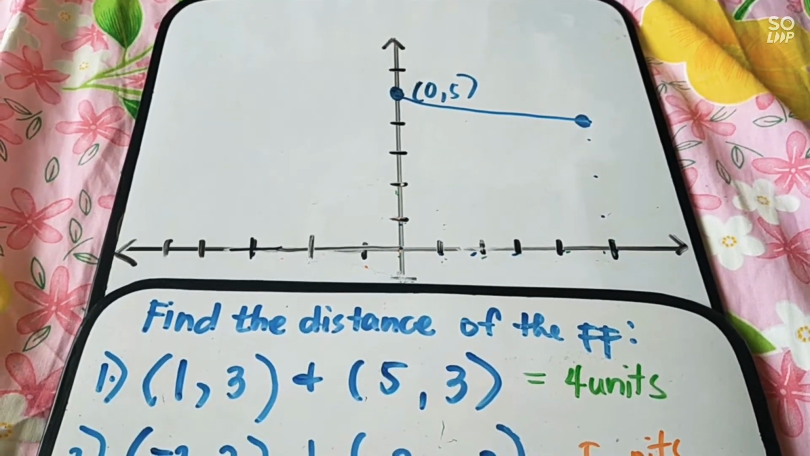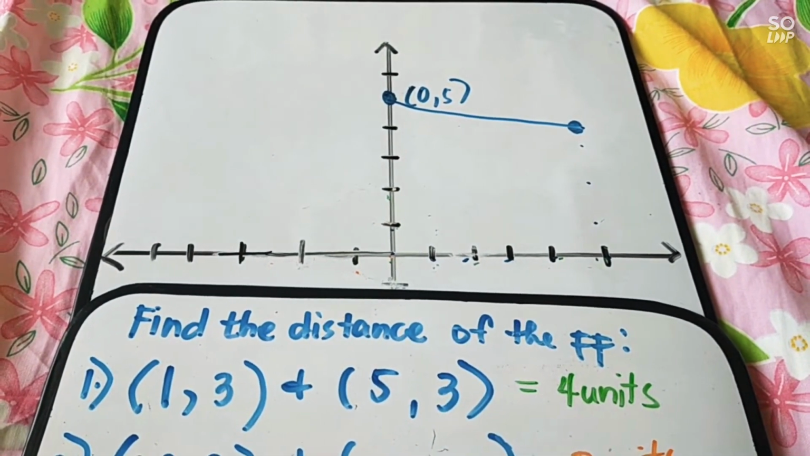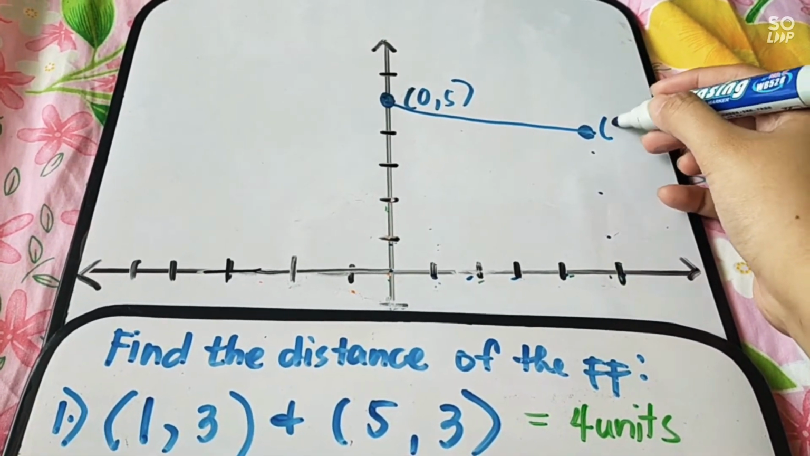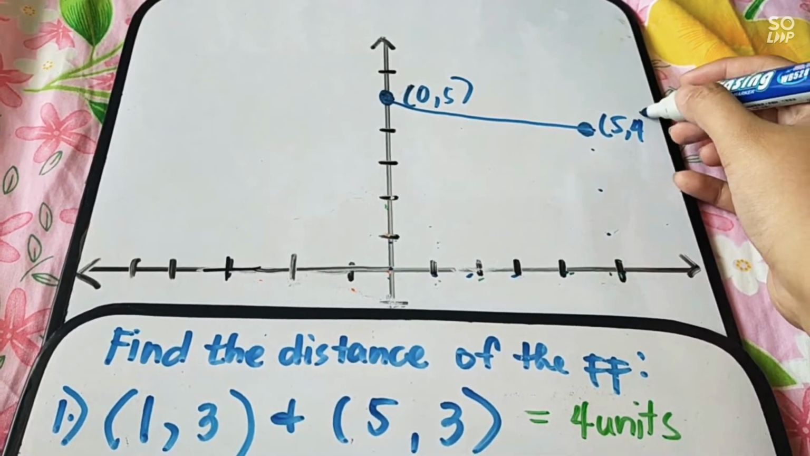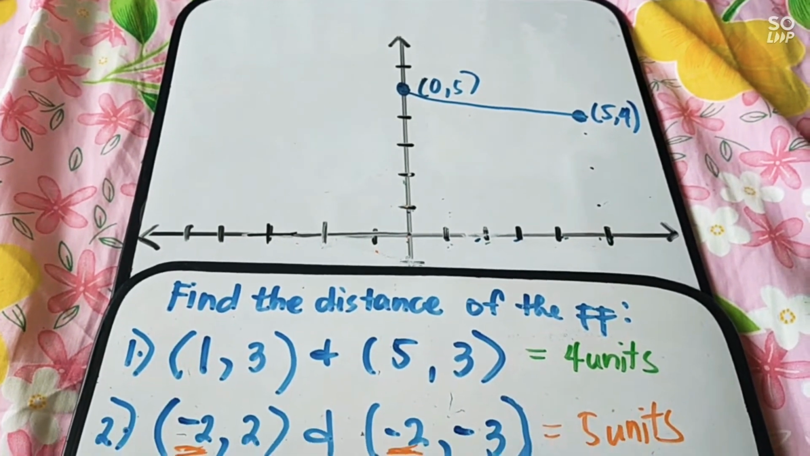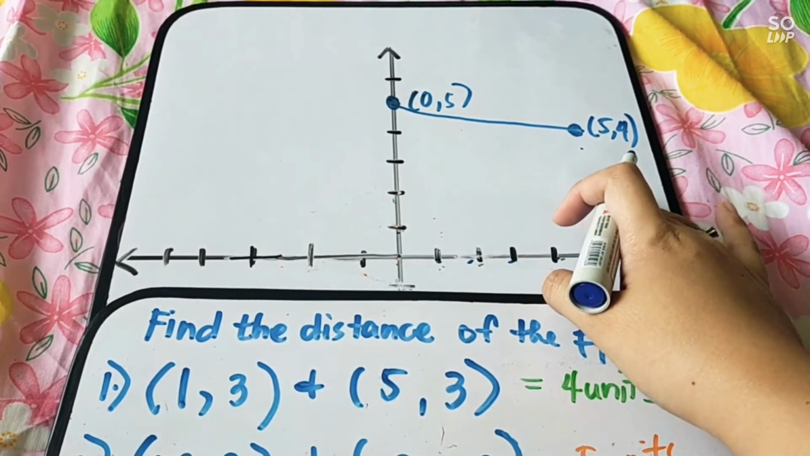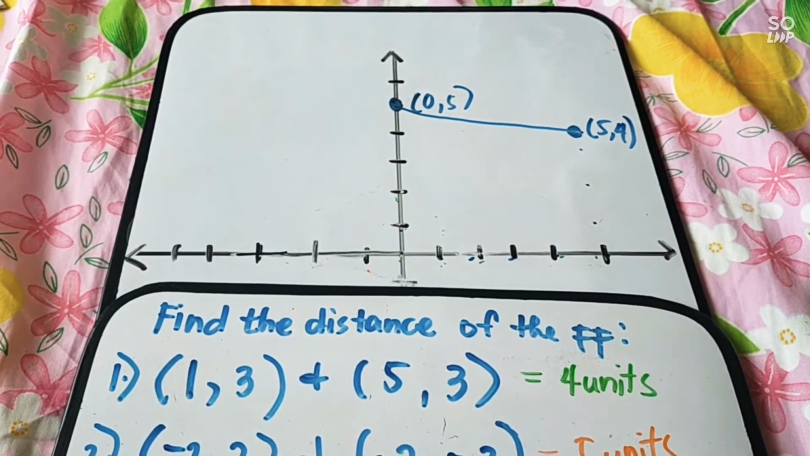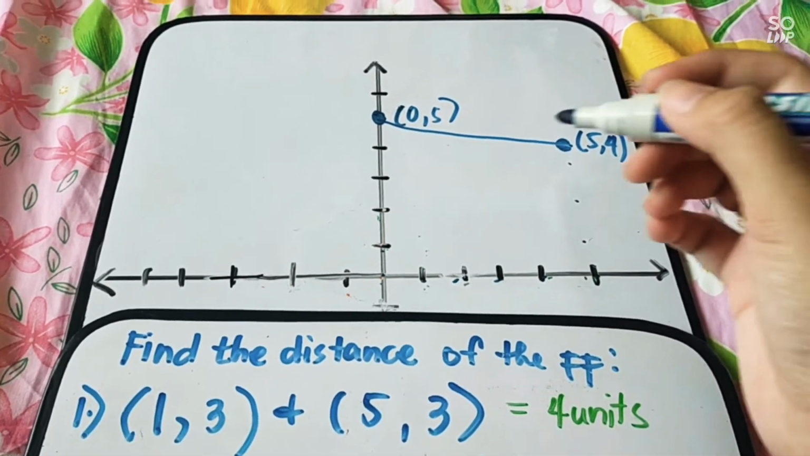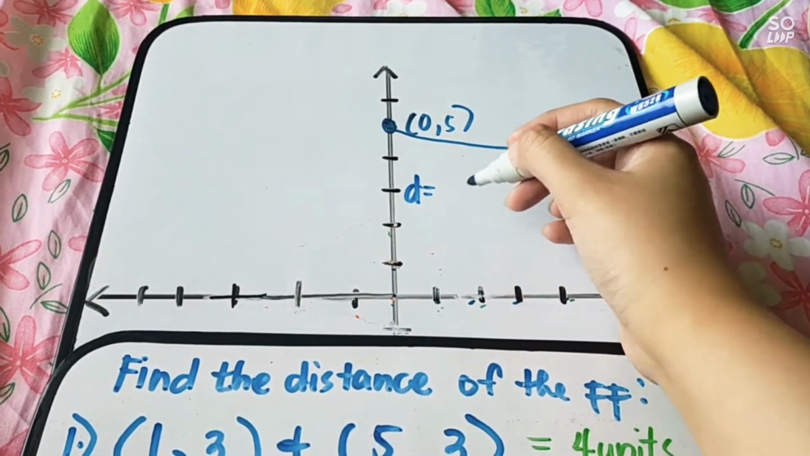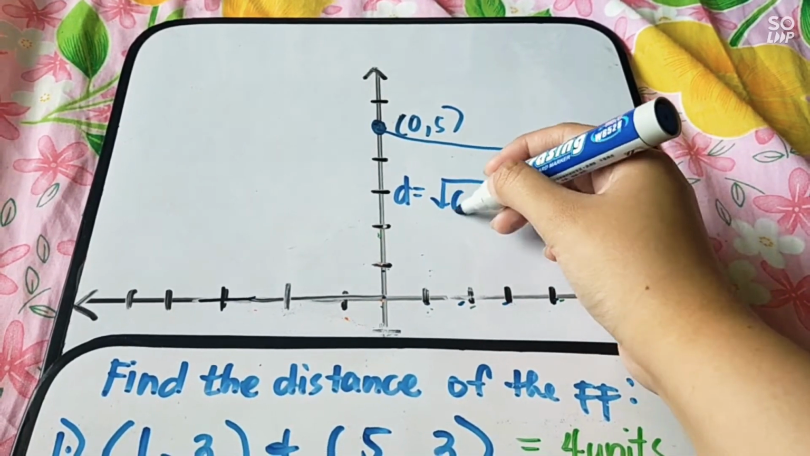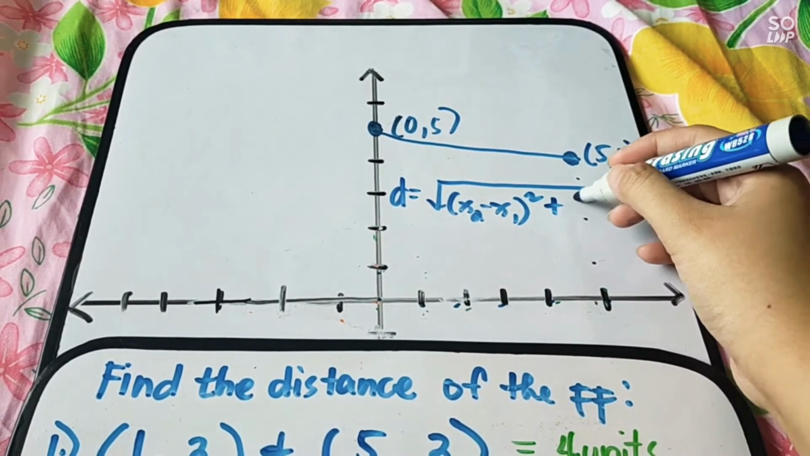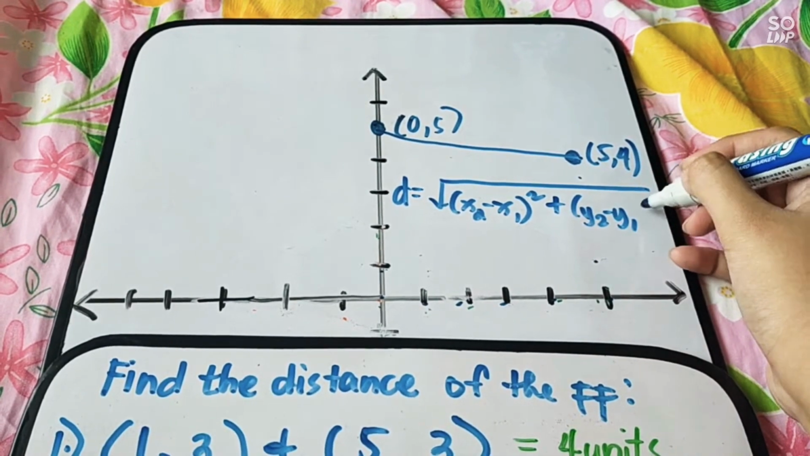As you can see earlier, our lines were just straight lines, one horizontal and one vertical. Now, you are creating a slant. So, this one is (5, 4). When you create a slant and your x values are not the same and your y values are not the same, you will now use the distance formula. So, what is the distance formula? The distance formula is d is equal to the square root of x sub 2 minus x sub 1 squared plus y sub 2 minus y sub 1 squared.